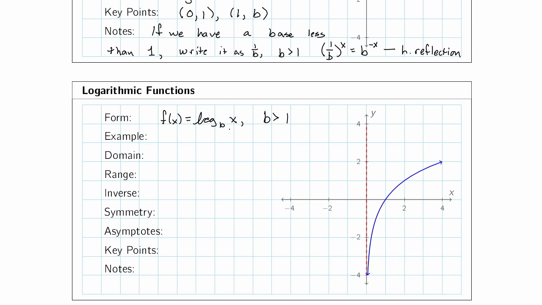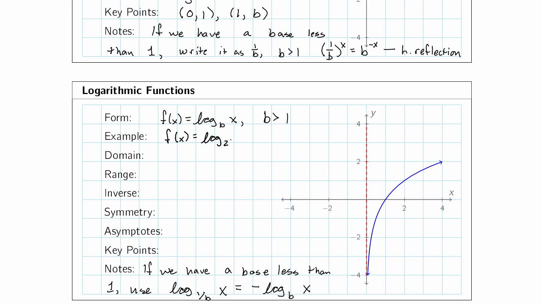And again, if we have a base that's less than 1, we'll use the change of base formula to find that that's the opposite of the log base b of x for some base greater than 1. Our example here is the log base 2 of x. Notice we have the point 1, 0 and 2, 1.